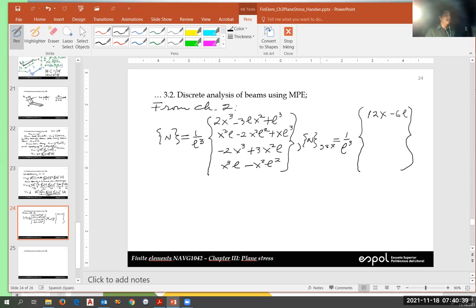There. The next one, I got 6 here, so it's going to be 6xL. And from here, I got minus 4L squared. The next one, I got 6 and 2, that's 12, but negative, so minus 12x. I got 2, and that's 6L. And finally, I got 6xL and minus 2L squared. There.